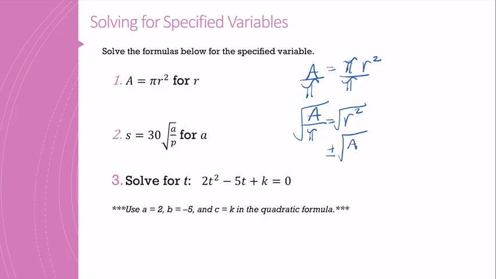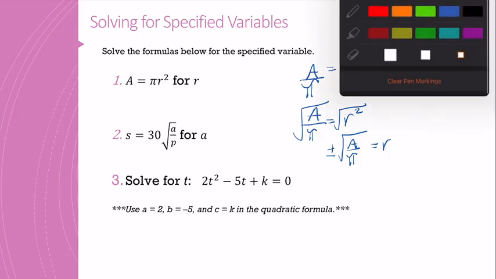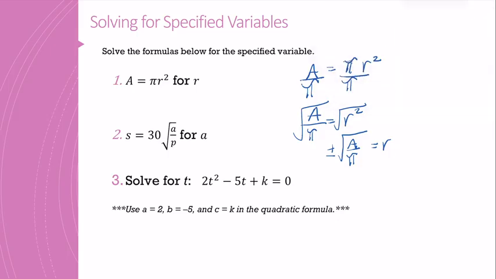And remember, when we take the square root, we have to take plus or minus the square root. So plus or minus the square root of A over pi is going to be our r, and the square would go away. And if we think about it a little further, we know that radius r, this is the area of a circle, can only be positive, so we could ignore the plus or minus. It's really just only going to be plus. So that's how we solved problem 1.